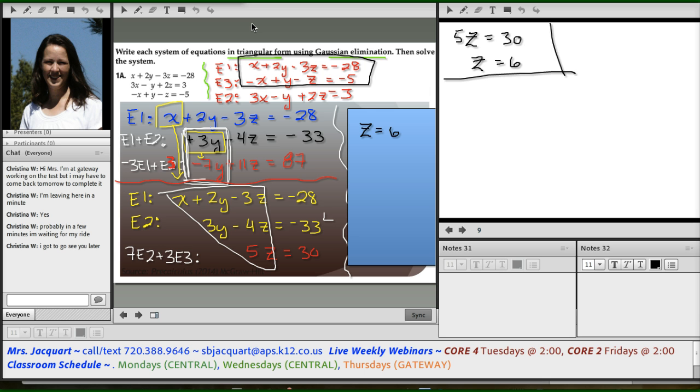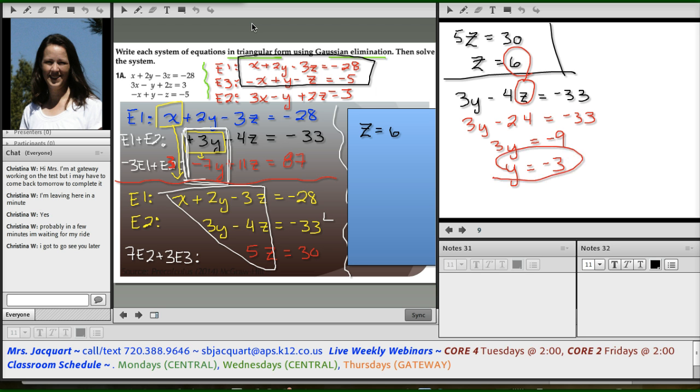If I know z equals 6, then I'm going to look at the next equation, 3y minus 4z equals negative 33. But I know that z is 6. So then it's 3y minus 24 equals negative 33. I get 3y equals negative 9. And then y equals negative 3. So I want to hold that information to the whiteboard. Y equals negative 3. And then I'm going to go finish her off.